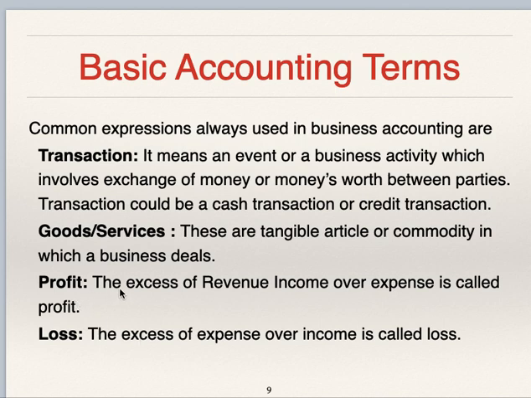What is profit? Excess of revenue income over revenue expenses is called profit. If your total income is more than total expenditure, it is profit. And if it is exactly opposite, if your total expenditure is more than total income, then it is called loss.